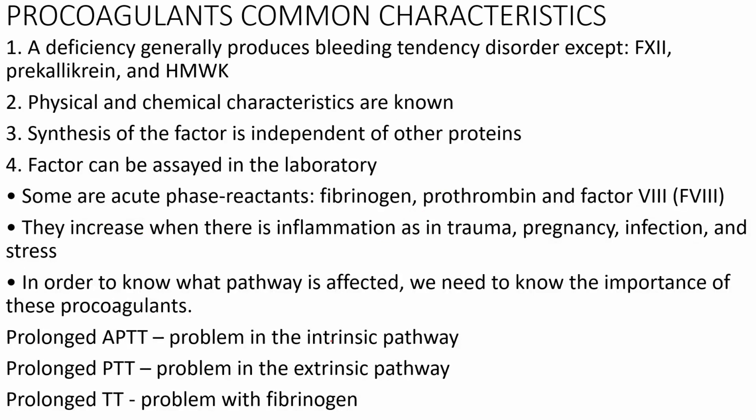Now, let's talk about the procoagulants' common characteristic. A deficiency generally produces a bleeding tendency disorder, except factor 12, prekallikrein, and high molecular weight kininogen. So if you have deficiencies in factor 1, factor 2, factor 4, and so on, you would have a bleeding tendency, except for the following: factor 12, prekallikrein, and high molecular weight kininogen. Meaning, even if you have a deficiency in those three, you will not have any bleeding tendency.